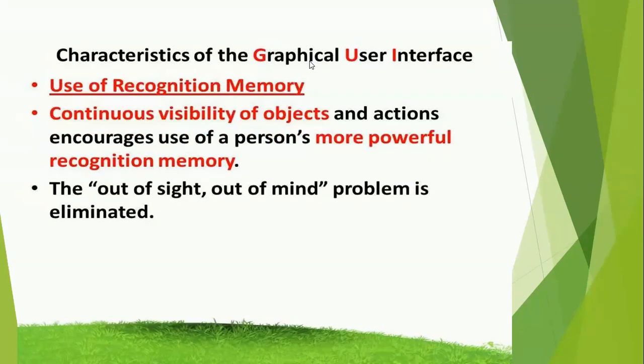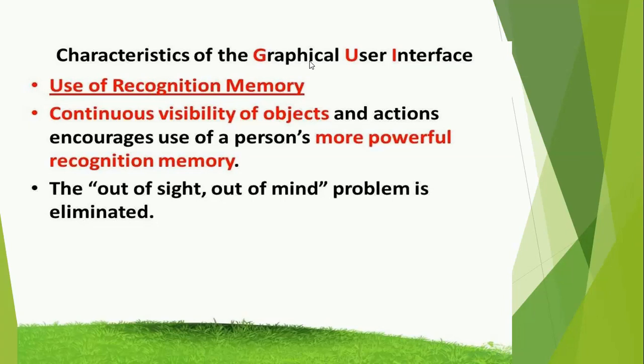Use of recognition memory. Continuous visibility of objects and actions encourages any person's more powerful recognition memory. The out of sight, out of mind problem will be eliminated by the graphical user interface. So that means whenever any user uses a screen, the screen will be displaying the objects and certain actions. Due to this, the person's attention will be caught by the system. The system will be using the recognition memory of a person. So the system itself keeps the attention of the person by displaying the objects and actions continuously.